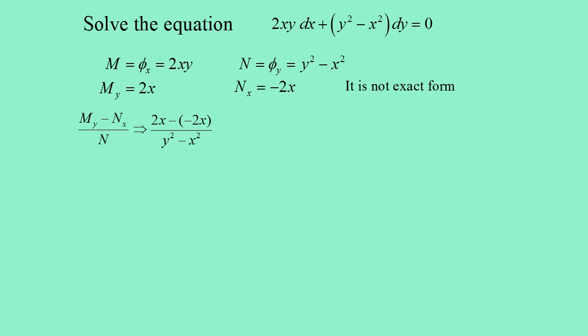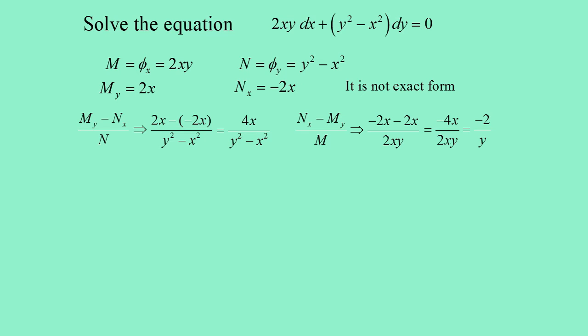So when we do the partial of M with respect to y and the partial of N with respect to x, subtract and divide by N, and simplify, we do not get a function of x. Let's try the other one. When we do the partial of N with respect to x and the partial of M with respect to y, subtract and divide by M, and simplify, we get a function of y. That tells us that it can be put into exact form.